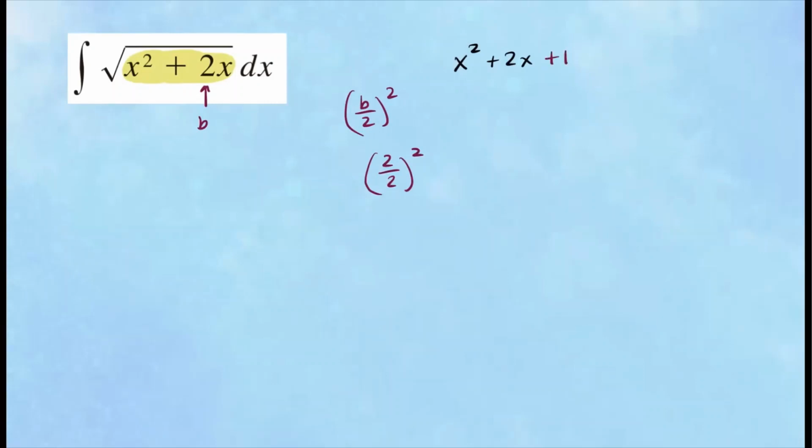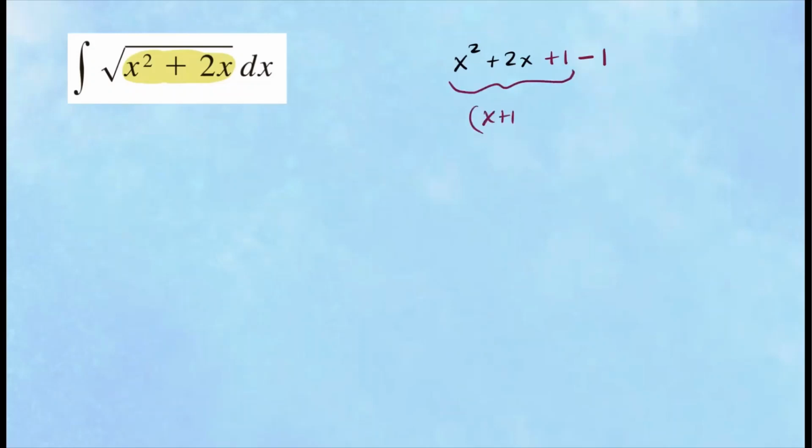Now, of course, I can't just add an extra term. I'll have to take away that same term. Now, once I have done that, I can rewrite. This can be factored into x plus 1 whole squared, and we still have a negative 1.